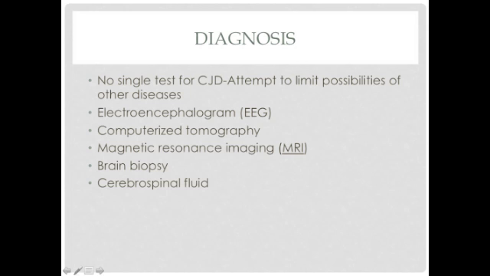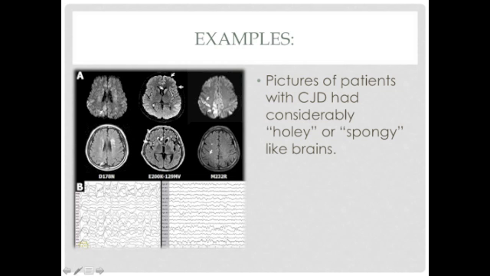The only way to confirm diagnosis of CJD is by brain biopsy or autopsy. In a brain biopsy, a neurosurgeon removes a small piece of tissue from the patient's brain so that it can be examined by a neuropathologist. This is a picture of a patient with the disease, which is considerably holey or spongy.